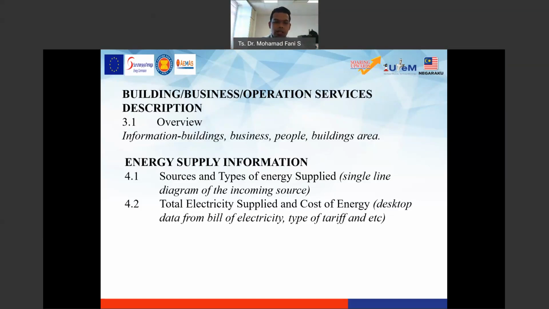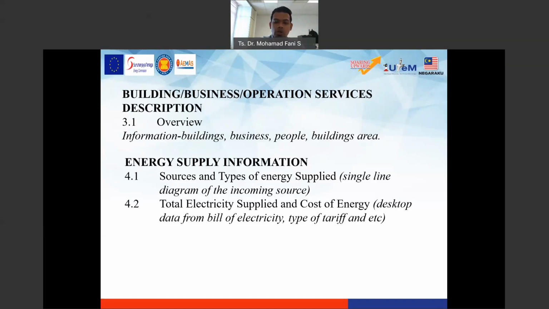So the next one is the energy supply information: the sources and type of the energy supply. A single line diagram of the incoming sources. Sources means, if there is only one source, for example electricity only, then the type of energy supply is electrical, so we take a picture of the single line diagram available in the main circuit MSB room, the diagram for the incoming source.